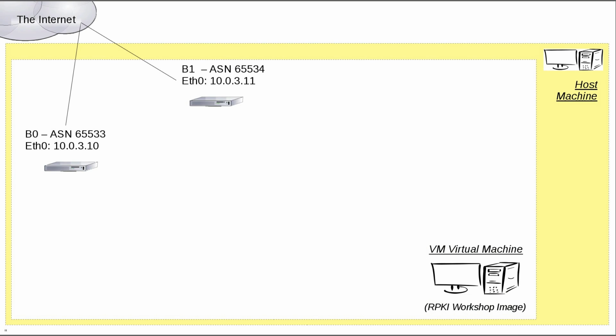So our test infrastructure is going to consist of two primary routers that we assume are connected to the internet. They're not actually running BGP out to the internet or anything like that. This is an entirely self-contained demo. But we do have two routers, which we'll call B0 and B1, and they have autonomous system numbers of 65533 and 65534, as well as a management interface set up on an Ethernet interface of eth0 and assigned an address of 10.0.3.10 and 10.0.3.13.